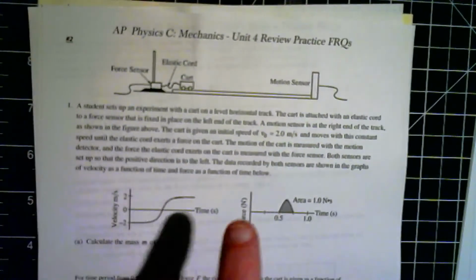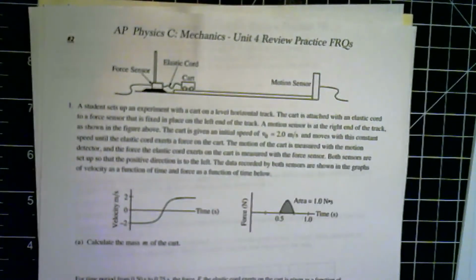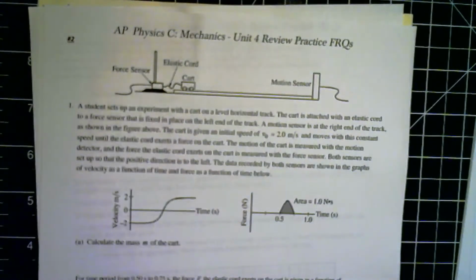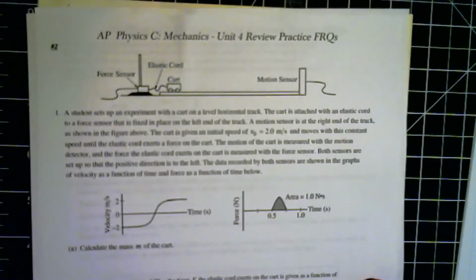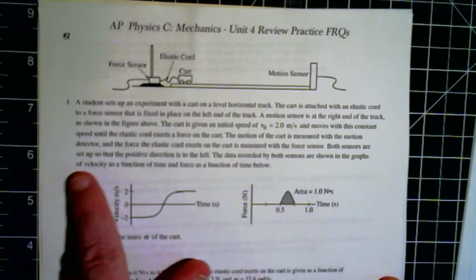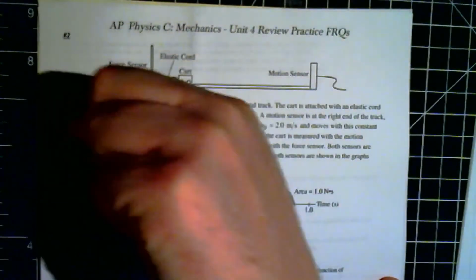And so the motion is measured with a sensor. So we've got the velocity versus time, which we're getting from the motion sensor. And then we've got a force versus time, which we get from the force sensor. So this is real similar to the lab that we did earlier in the year. Both sensors are set up so that positive direction is to the left. So this way to the left is considered positive.